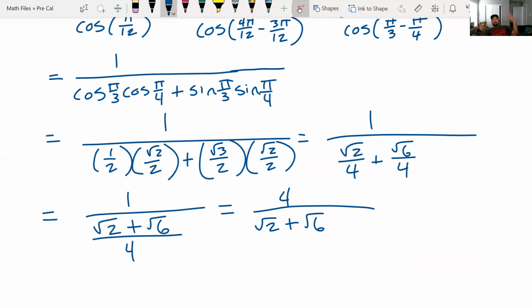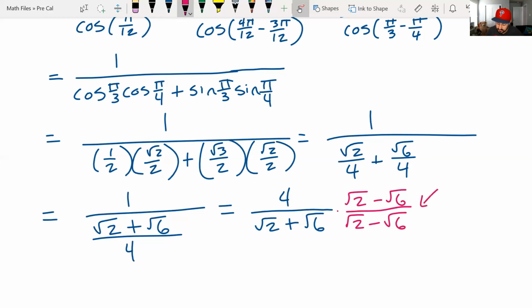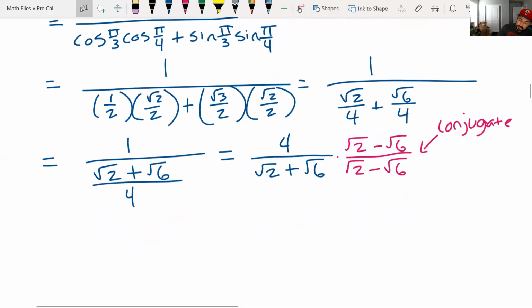But now, can we leave it like that? The answer is no. You must multiply by the conjugate of the denominator. So we multiply by square root 2 minus square root 6 over square root 2 minus square root 6. It's the conjugate. There's our conjugate.